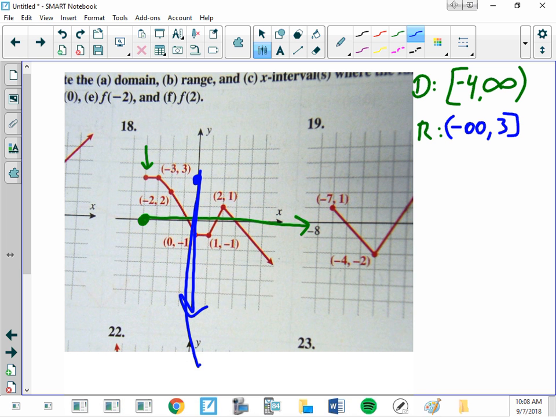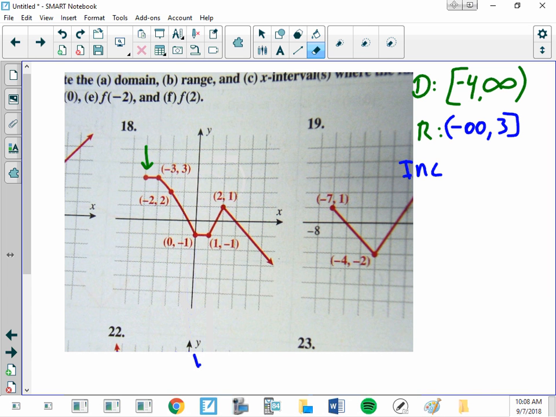x intervals for when the function is increasing, decreasing, or constant. So when is the graph increasing? When is it going up? Which x values? Well, how many pieces of this graph are going up? Just that piece right there. What are the x intervals for that? 1 to 2. It's this little piece here.